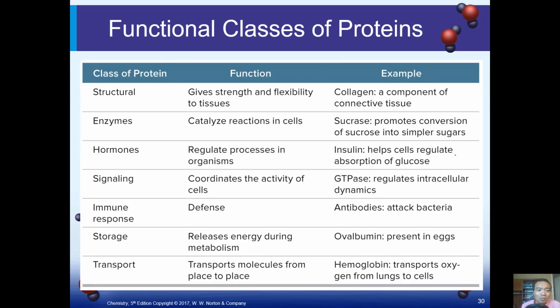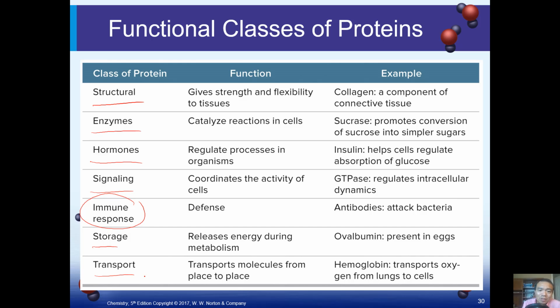Okay. Let's look at some of the functions that proteins can actually perform. Some of them are just for structural formation. Some serve as catalysts or enzymes. Some are hormones. Some are used for signaling. Some for the immune purpose. Some for storage. Some for transport. These are the functions, but no details are needed.